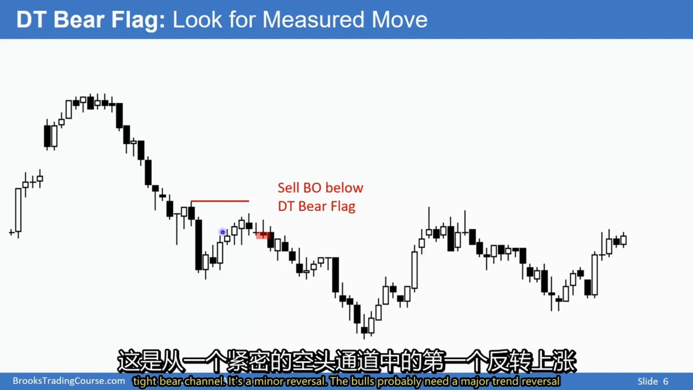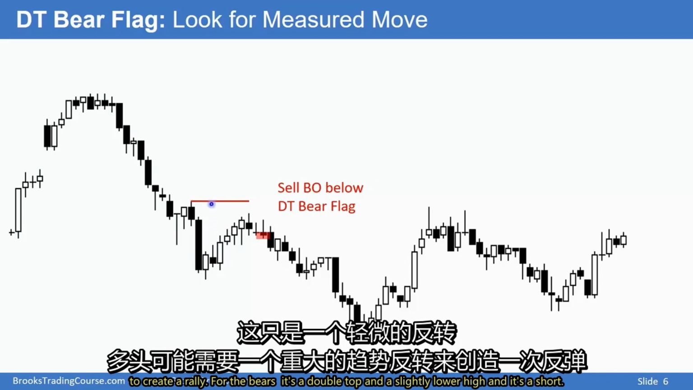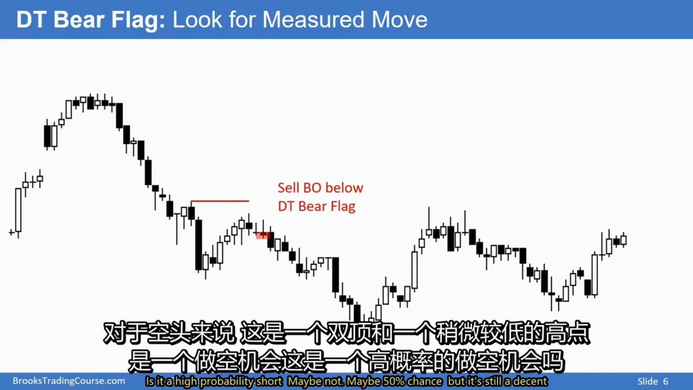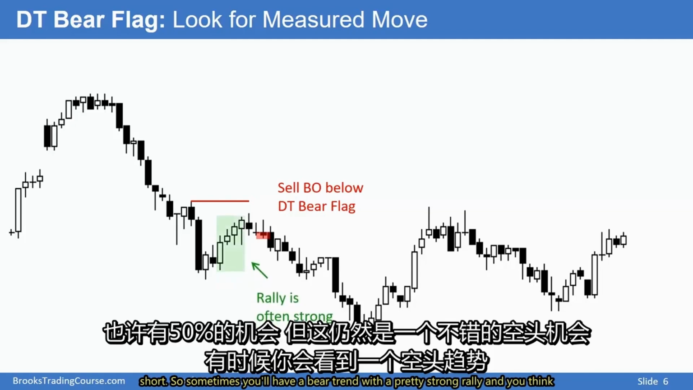It's a minor reversal. The bulls probably need a major trend reversal to create a rally. For the bears, it's a double top and a slightly lower high, and it's a short. Is it a high probability short? You know, maybe not. Maybe 50% chance, but it's still a decent short.